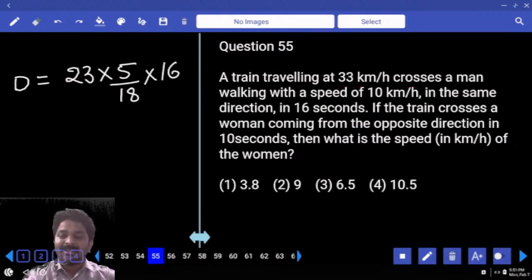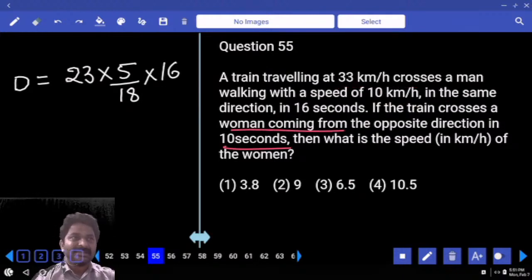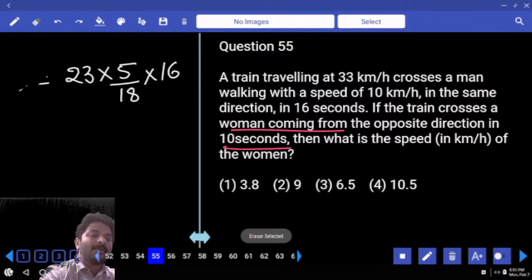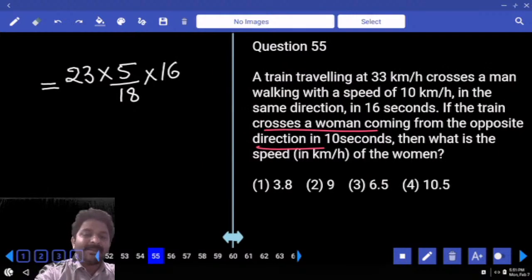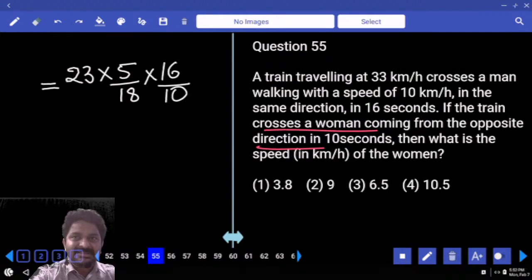Now what happened? Train crosses a woman coming from the opposite direction in 10 seconds. So what do you mean by relative speed in this particular case? Both are moving in opposite direction. S1 plus S2. Okay. Relative speed is equal to distance divided by time. Distance in the sense here also train length, right? And you know that is what the train length. This value must be divided by time taken, which is equal to 10 seconds, which is S1 plus S2.